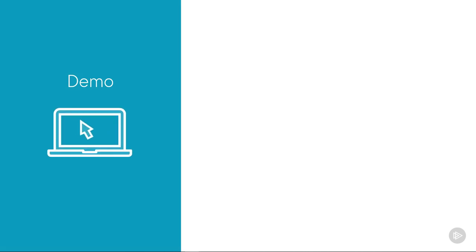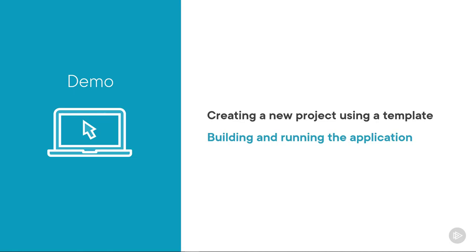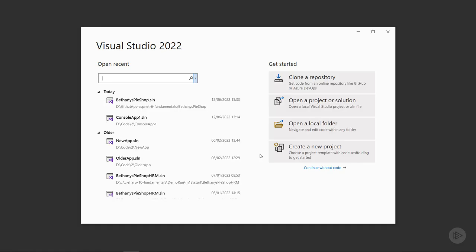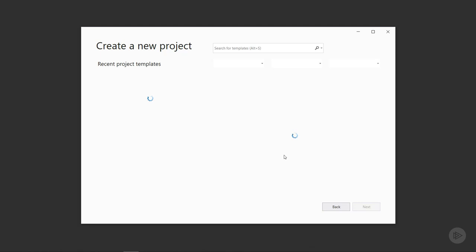Instead of talking about this, let us dive straight into our first demo. In this demo, I will use Visual Studio 2022 to generate a new ASP.NET Core MVC project, and we will build and run that application too. With Visual Studio, we get a number of templates to start from when building an ASP.NET Core application.